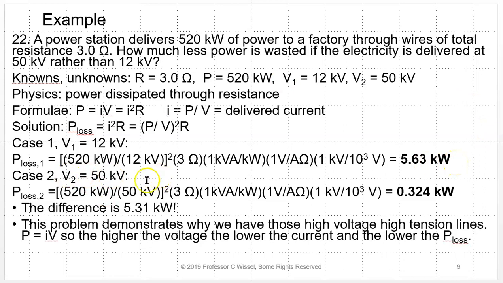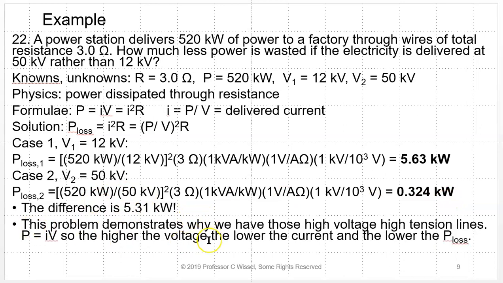Case 2, V2 is 50 kilovolts. 520 kilowatts divided by the 50 kilovolts, that whole thing squared, times the 3 ohms for the resistance, times a bunch of unit conversions. It ends up being 0.324 kilowatts. The difference is 5.31 kilowatts.